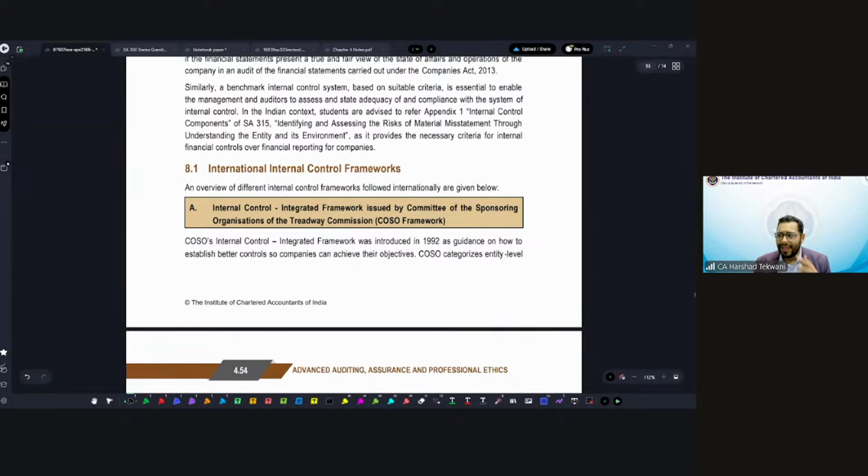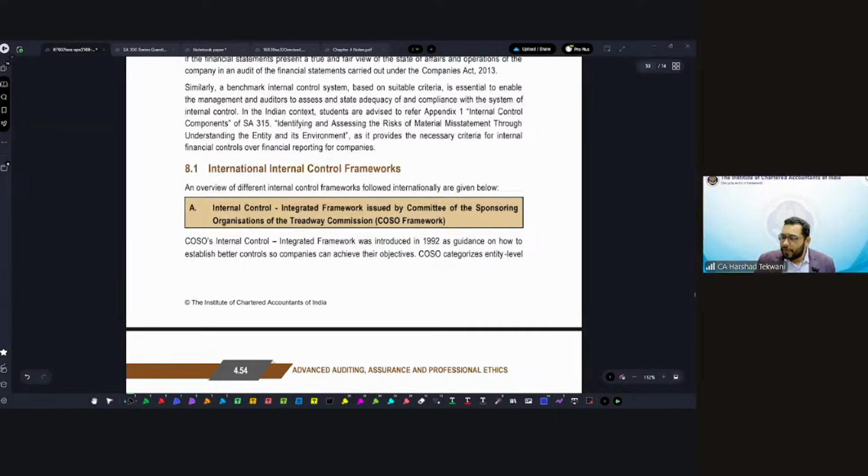So it's not that it is simply based on COSO. Sometimes some things are relevant from the Indian perspective, some things are not. So those things are taken up, and the guidance note appropriately defines the things which are applicable from the Indian perspective. This is how we can say that it is a framework.